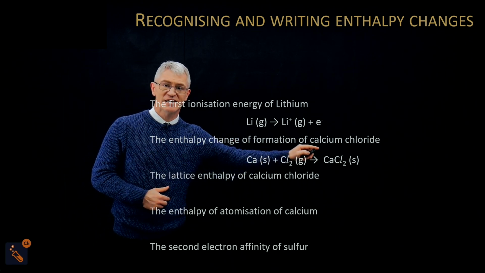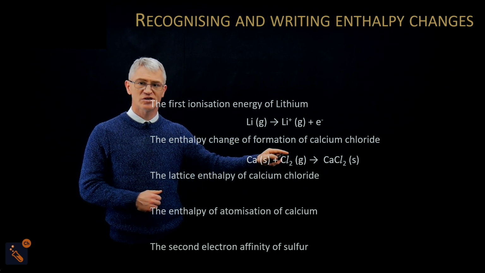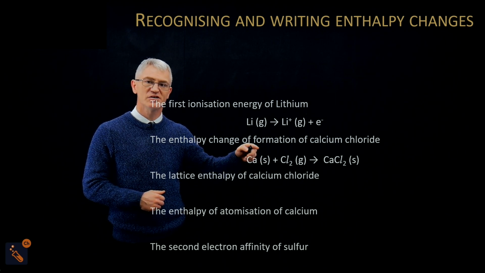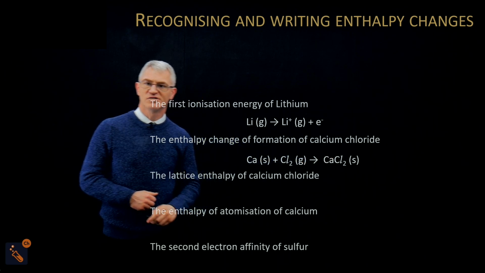Okay, enthalpy change of formation of calcium chloride. Calcium and chlorine are the elements that make up calcium chloride. At standard temperature and pressure, that's a gas, that's a solid. All metals are solid apart from mercury. Okay, and this is an ionic lattice, so therefore that's a solid as well.